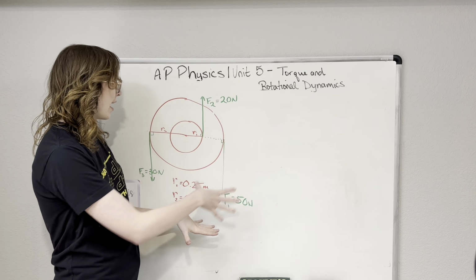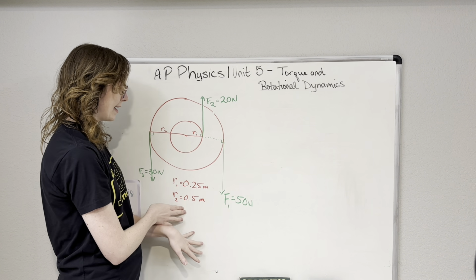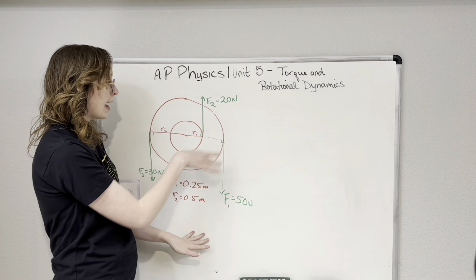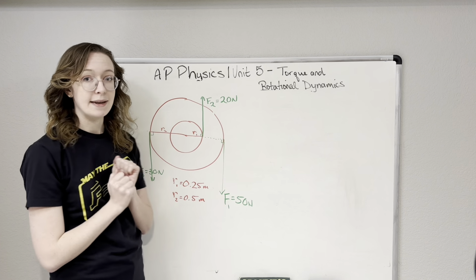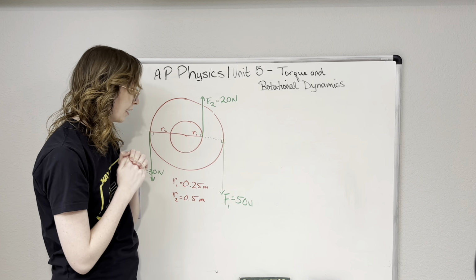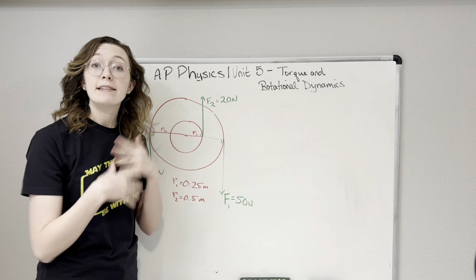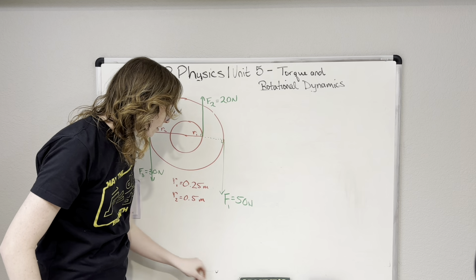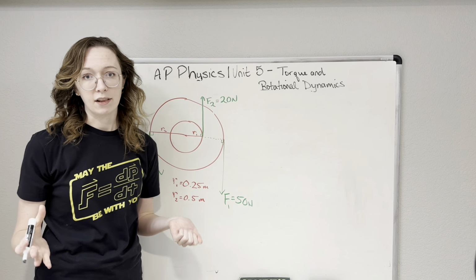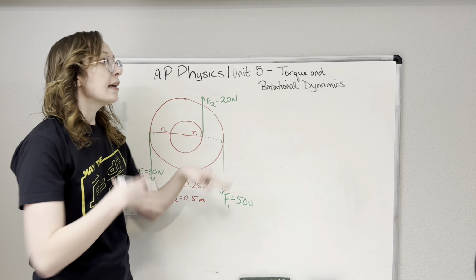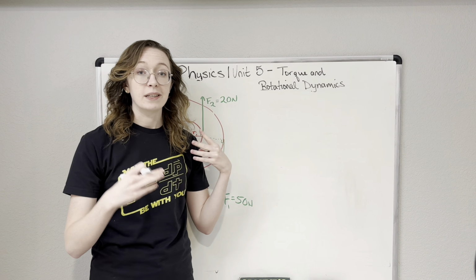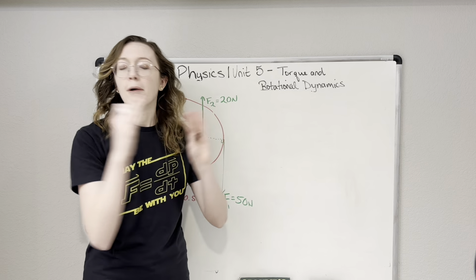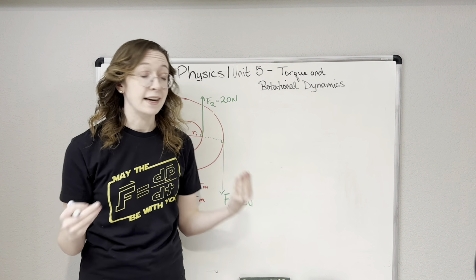Okay, so I have my larger circle with a radius of 0.5 meters and my smaller circle with a radius of 0.25 meters. And I have a few different forces pulling up and down on my flywheel here. What we're going to try and find is the net torque acting on my flywheel. So really all we're going to be concerned with is the left side of Newton's second law of motion for rotational dynamics. If we find the net torque, then that is going to be equal to the angular acceleration times the moment of inertia. But all we're going to worry about right now is finding that net torque.